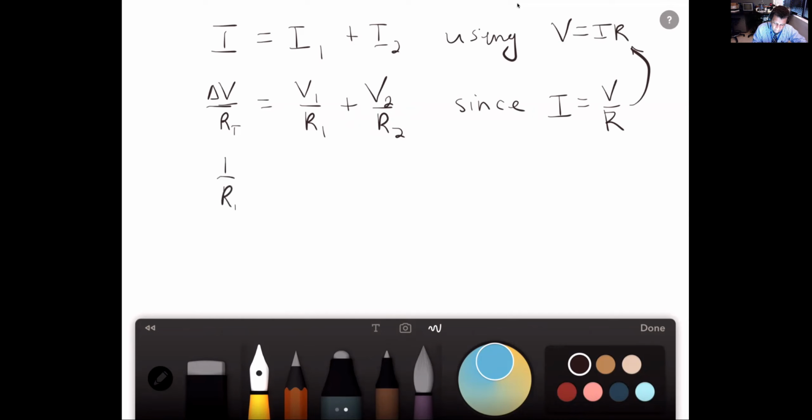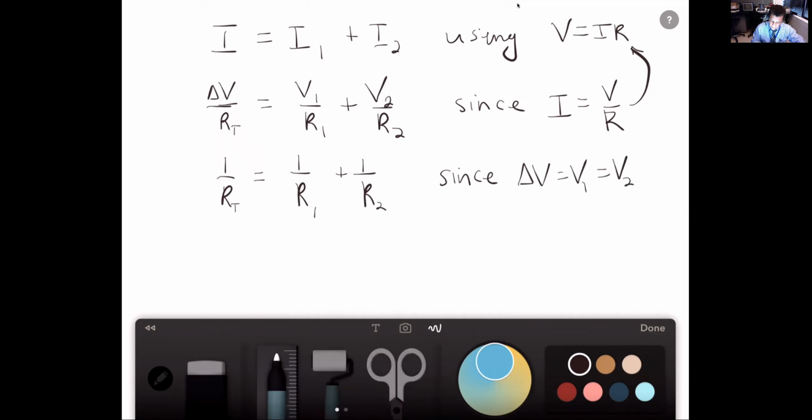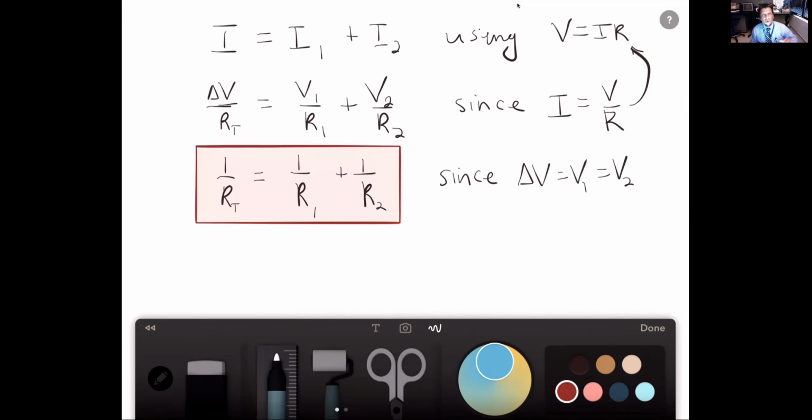So I can write the total resistance. 1 over the total resistance is just equal to 1 over R1 plus 1 over R2. And I'm just going to say since delta V equals V1 equals V2. That's why I'm writing that. This equation is our equation for resistors in parallel.